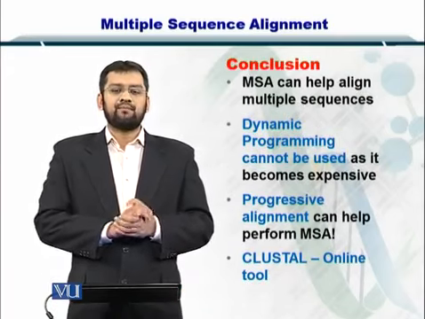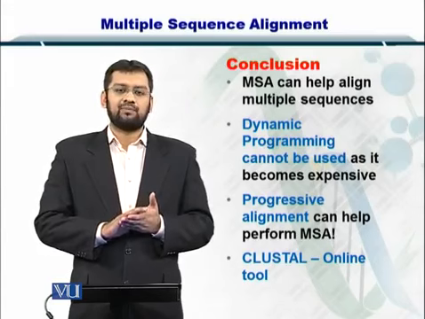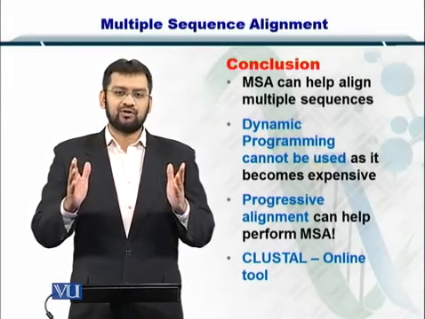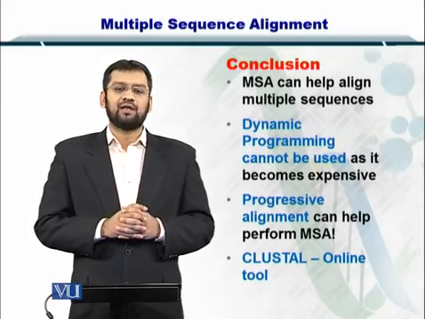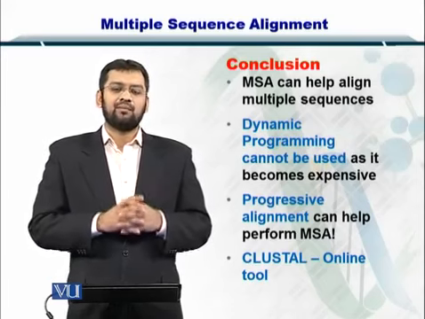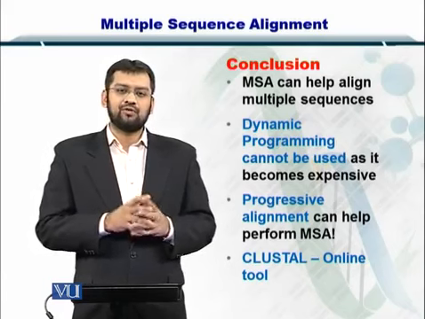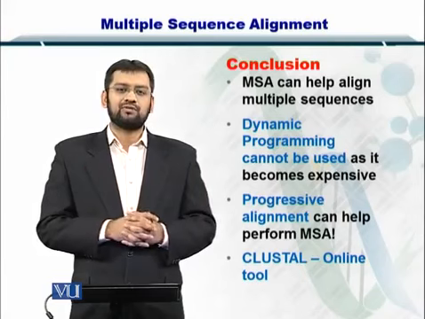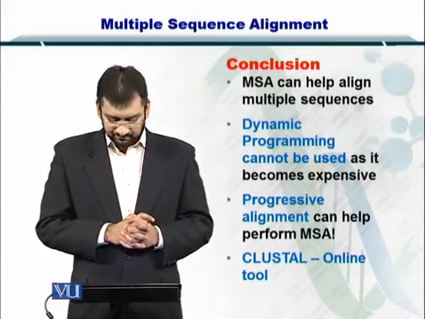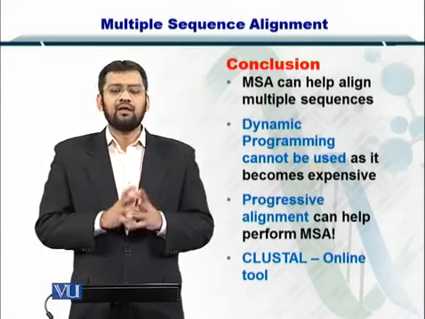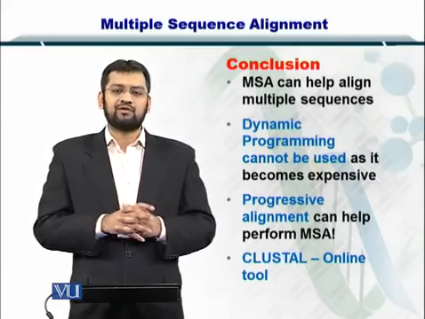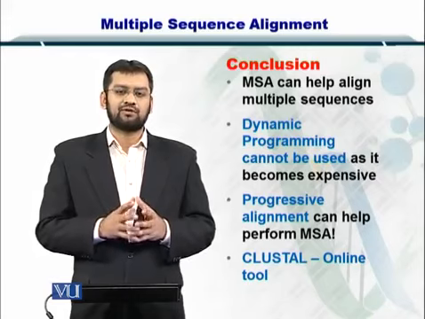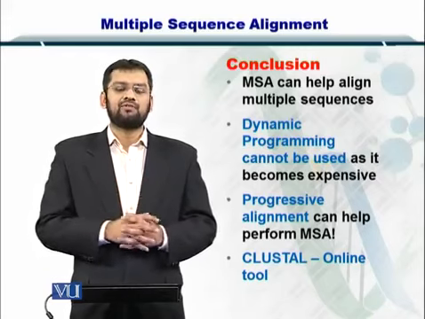So in conclusion, multiple sequence alignment can help you to compare more than 2, that is 3 or even more sequences together, and dynamic programming strategy may have to be abandoned in favor of progressive alignment to compare these multiple sequences in a small amount of time. Also, the software that is most commonly used, and we will see in the later modules, is the Clustal for multiple sequence alignment.